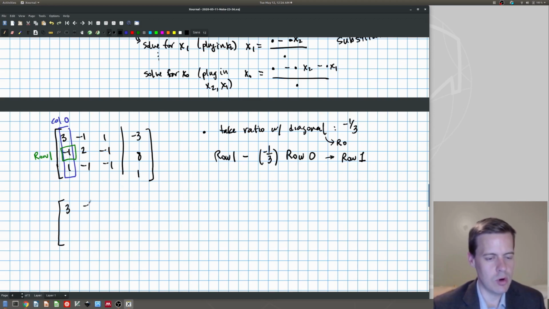So the first row doesn't change. In Gauss elimination, the first row never changes. If it's changing, you're doing something wrong.